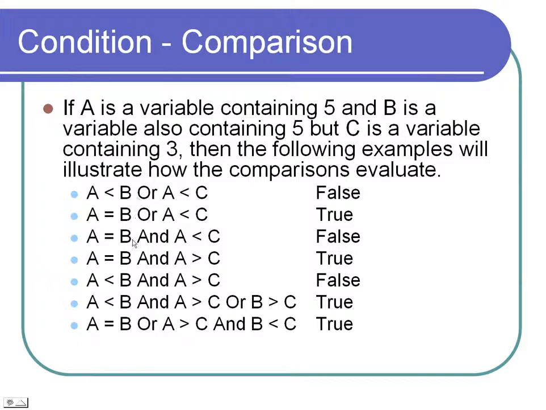Okay, so let's take a look at the AND now. The AND is A equals B. Does 5 equal 5? That's true. But 5 is not greater than 3, so that's false.